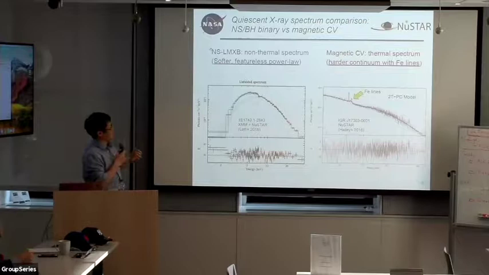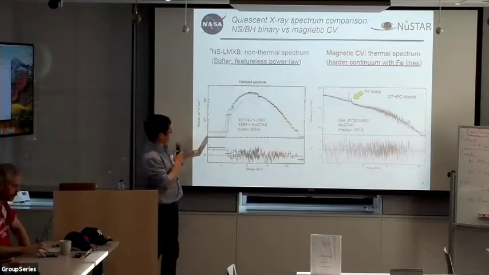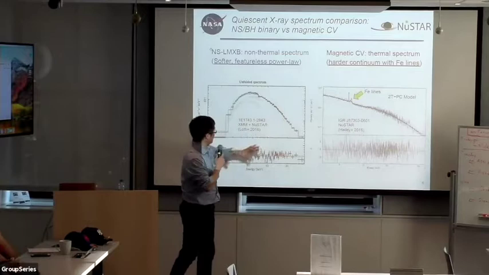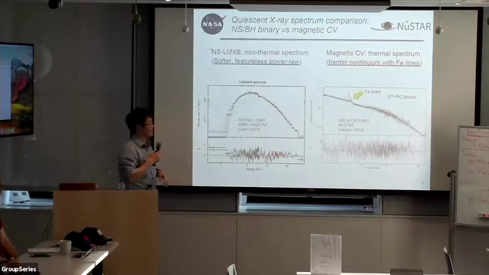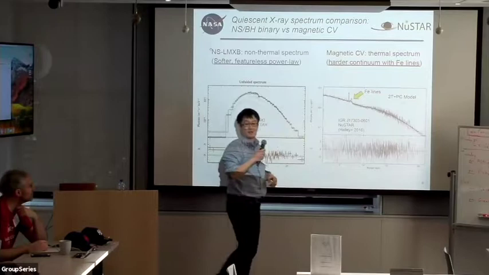So this slide will show you two contrasting X-ray spectra. On the left, you can see a persistent neutron star LMXB in the galactic center. The X-ray spectrum, starting from 2 keV up to 40 keV by adding NuSTAR data, is a nice smooth continuum with a soft photon index around 1.5 to 2. On the other hand, magnetic CVs show something different, which is a much harder continuum and clear iron emission lines.